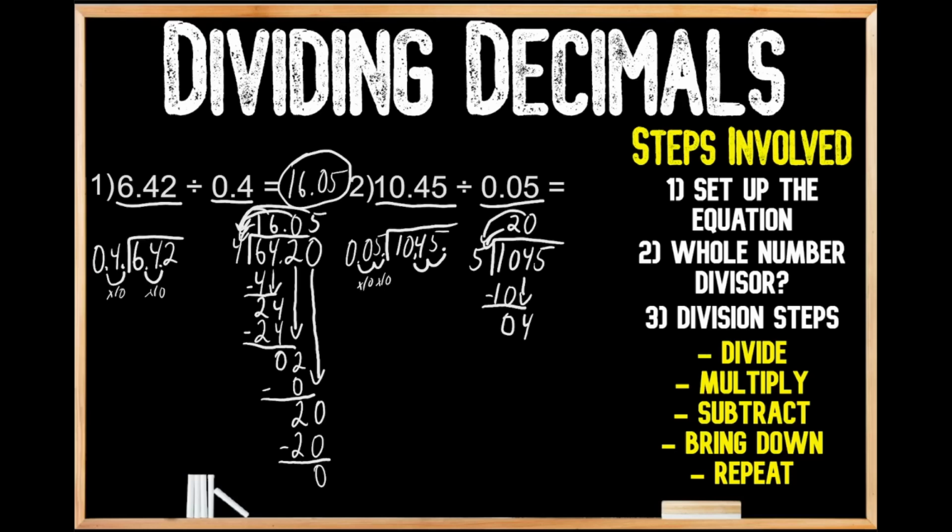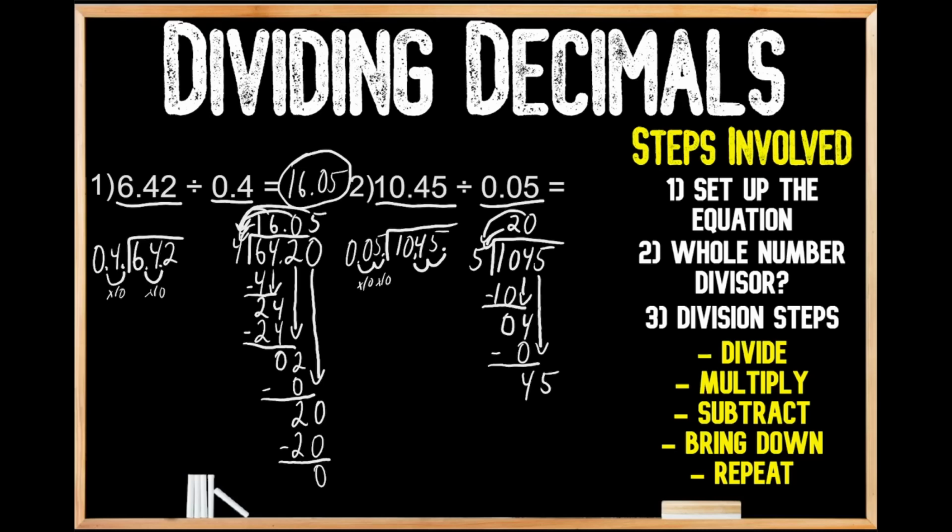And when we multiply 5 times 0, we get 0. And when we subtract 0 from 4, we get 4. We're still left with 4. So now we're going to bring down the number that's immediately to the right, so we're going to drop down our 5 here. So when we repeat this division process, we're going to be dividing 45 by 5.